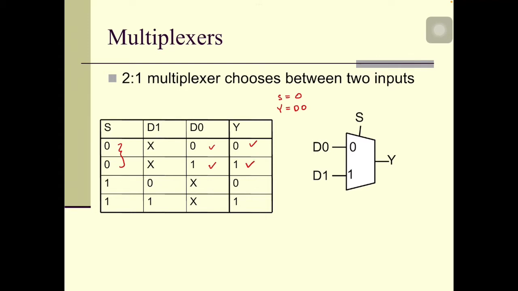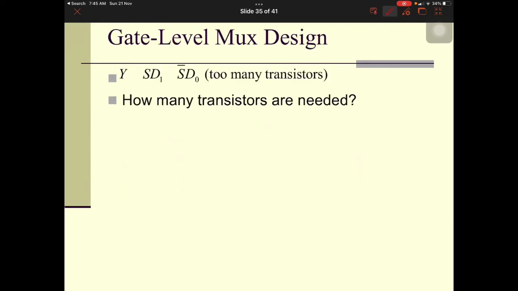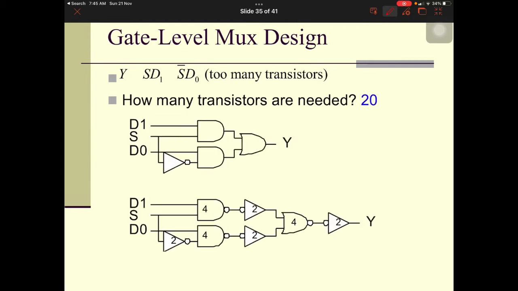And the reverse, if S equals 1, S equals 1, Y equals D1. Okay, so this will follow this. Okay, so nothing special about this. You have already learned multiplexers. So multiplexers can be broken down into little gates, right?